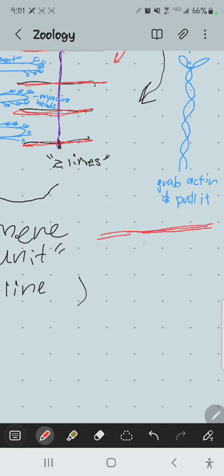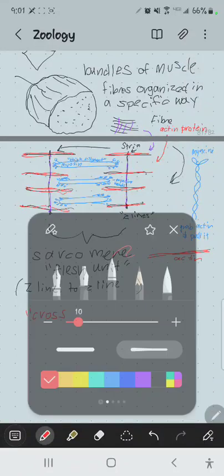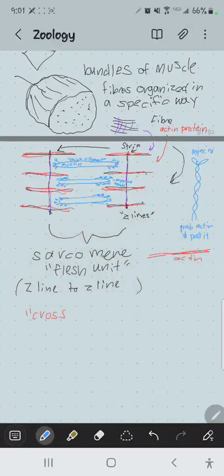And this is how it looks in the book. The book has a similar diagram. But muscle contraction can be thought of as a cycle. Just bear with me here. It can be thought of as a cycle.